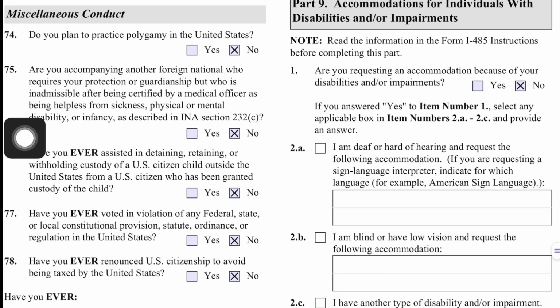No. Okay, miscellaneous conduct. So this is number 74. Do you plan to practice polygamy in the United States? Of course, no. 75. Are you accompanying another foreign national who requires your protection or guardianship but who is inadmissible after being certified by a medical officer as being helpless from sickness, physical or mental disability or infancy as described in INA Section 232C? No.